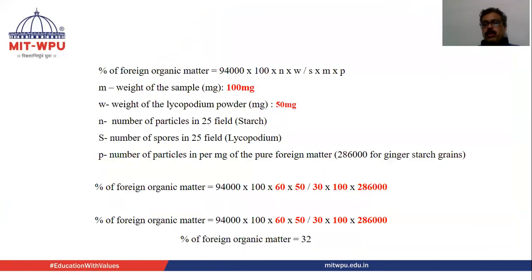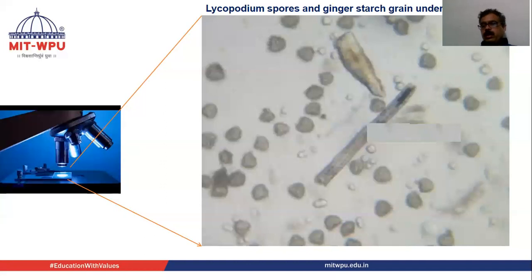Then we have to take 25 different fields, and in these 25 different fields, we have to count the number of spores and the number of starch grains. We note down the readings in 25 regions, and we take 4 different slides. So a total of 4 slides, with 25 readings from different areas each, and we calculate the average of it.